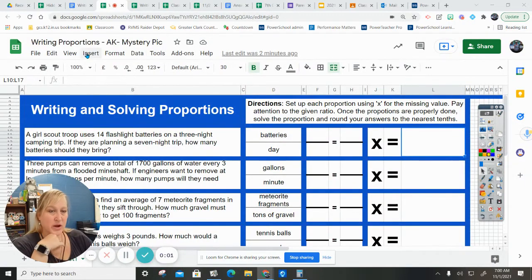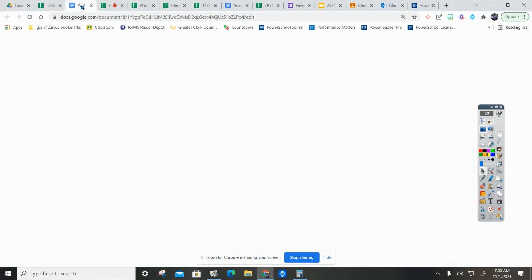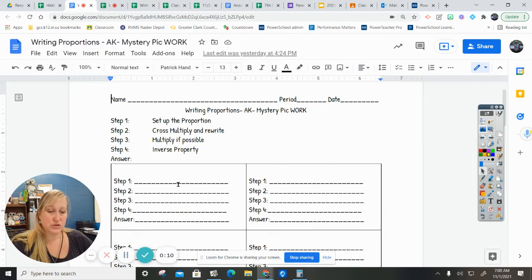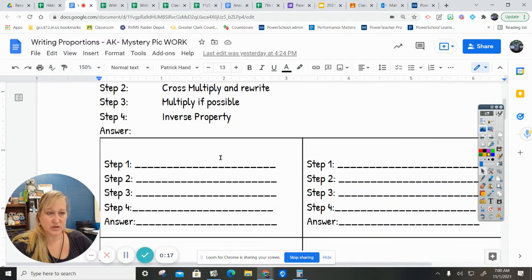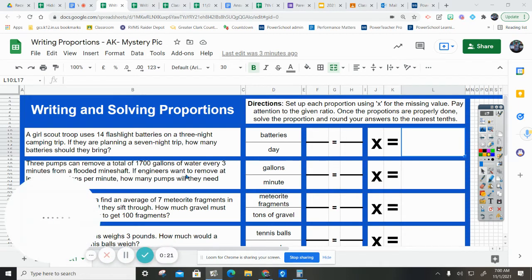Okay, today we are going to practice writing and solving proportions using the cross multiplication method. I have given you a worksheet that looks like this that I want you to follow along with, and make sure that you write your answers into this particular piece of paper to turn in. So first we're going to start by reading the problem.